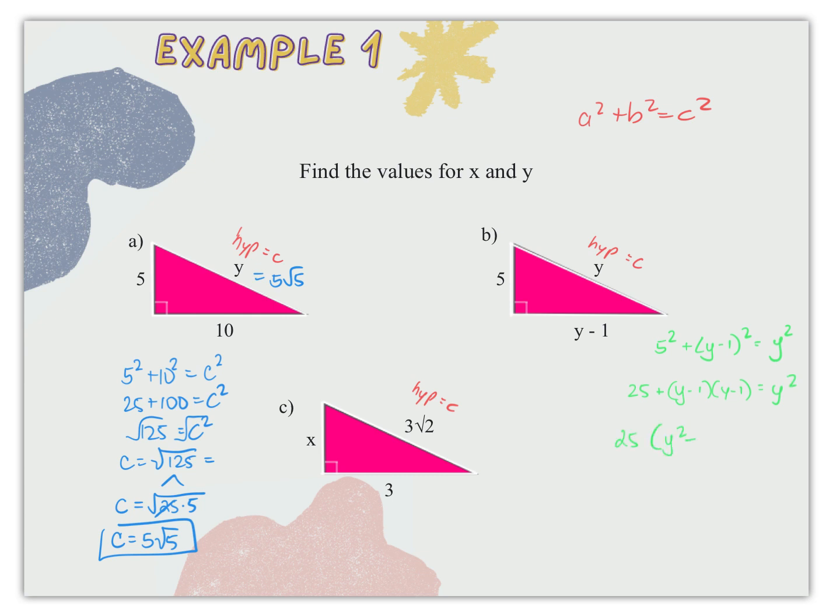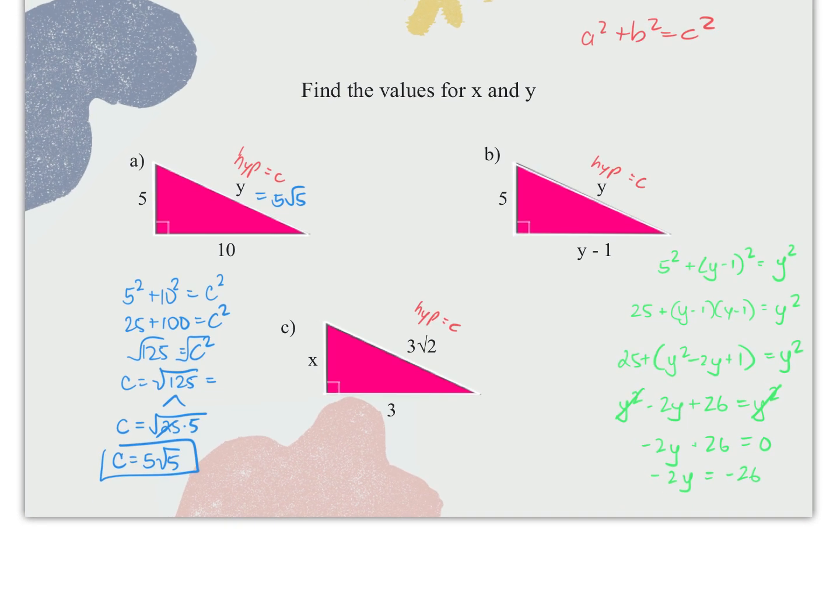That's y squared minus 2y plus 1 equals y squared. Again, I'm going to combine my like terms on the left side, and I get plus 26 equals y squared. And because I have a y squared on both sides, I know I could subtract it out. So I'm going to get negative 2y plus 26 equals 0. I'm going to move the 26 to the other side by subtracting it. And then I'm going to divide everything by negative 2, and I'm going to get y equals 13. So again, in this problem here, it's 13. And notice this is a Pythagorean triple, 5, 12, and 13.